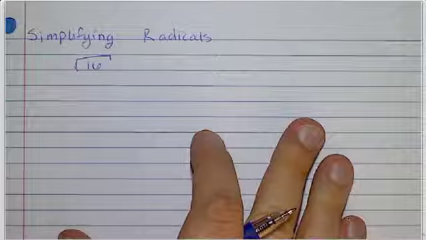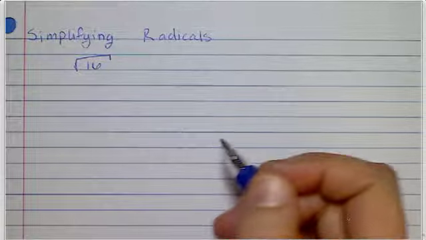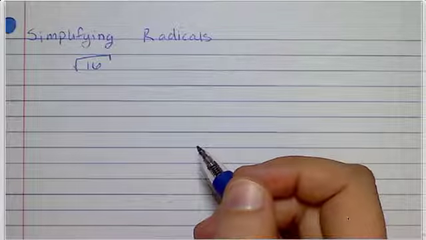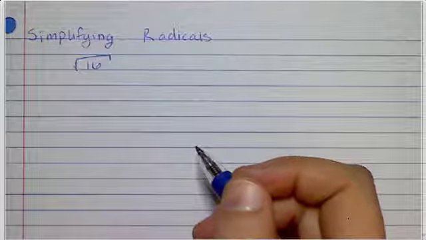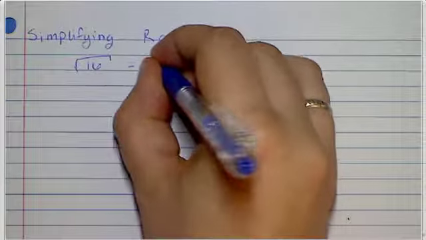Alright, so let's say that we have something like the square root of 16. Something that's nice and easy, right? Mr. Kin, what's the square root of 16? Don't say 8. There we go, 4. Cool. So the square root of 16 is 4.